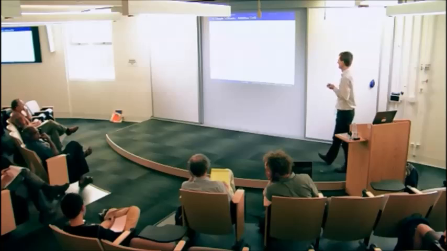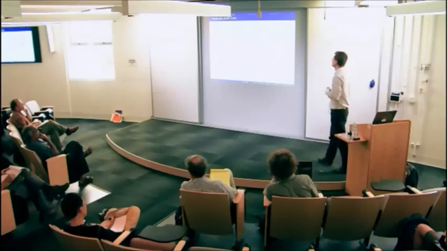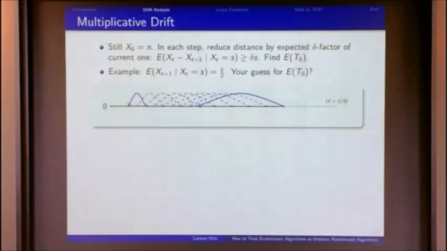So what we often have in practice, or in the processes we consider, is a multiplicative drift. Still, let's say we start at a distance n, but now we reduce the distance from one step to the next by something that depends on the current distance, this conditional expectation. And the dependency is as follows: we reduce by an expected delta factor of where we are. So this means large distance, large progress; small distance, small progress. Very natural. When we are close, there are many things that can go wrong. When we are far away, there might be many things we could get right to make progress.